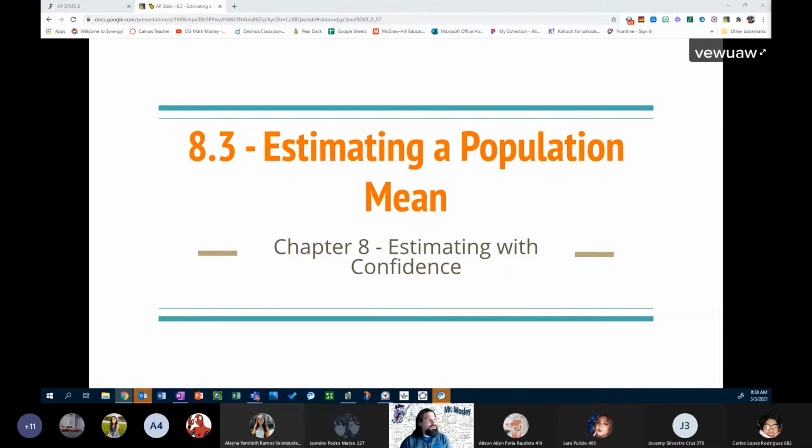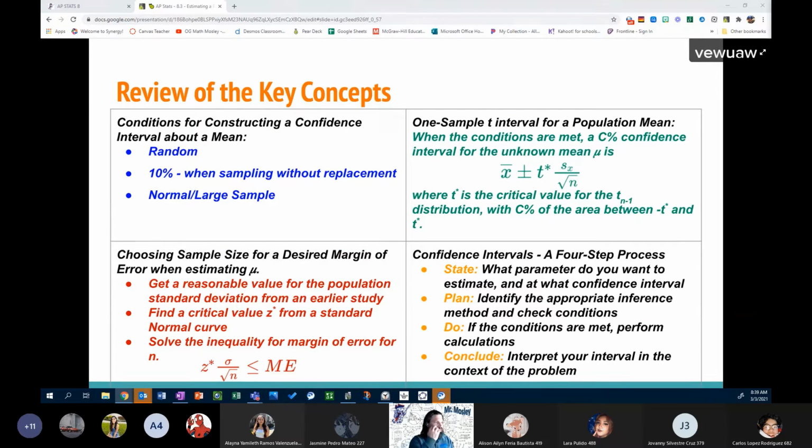And this is what we're going to do today to get some practice on section 8.3. All right, so here we go. We're in estimating a population mean. That is section 8.3 in chapter 8 about estimating with confidence. Our first slide here is just review.